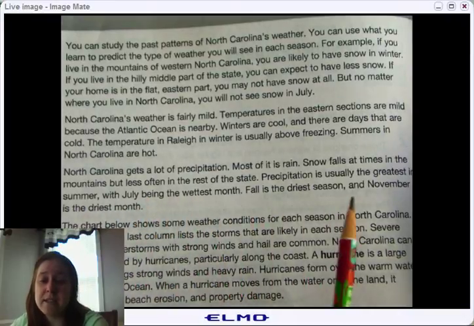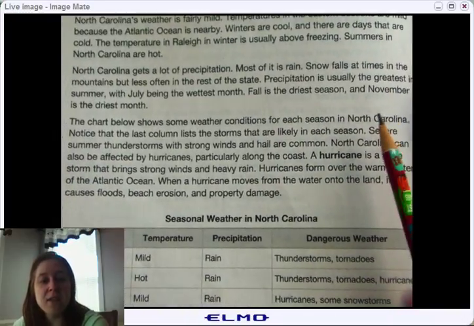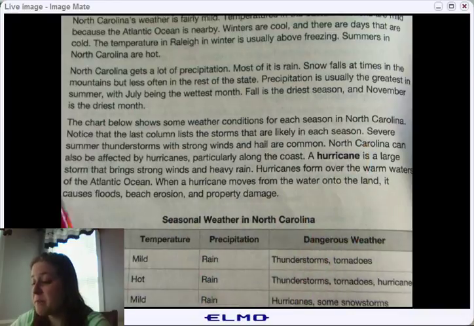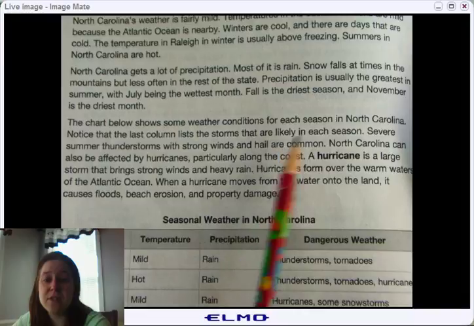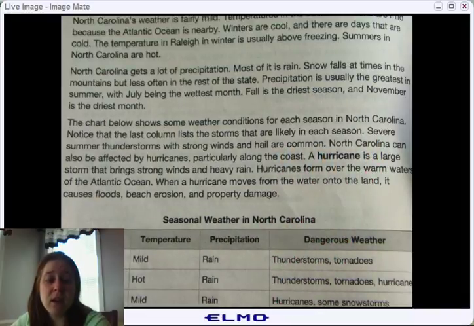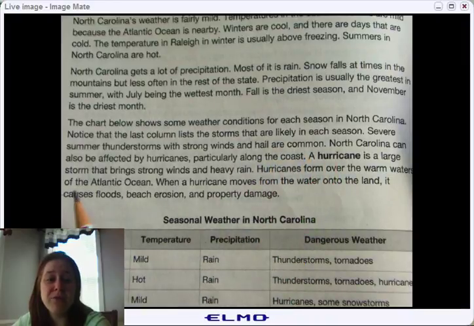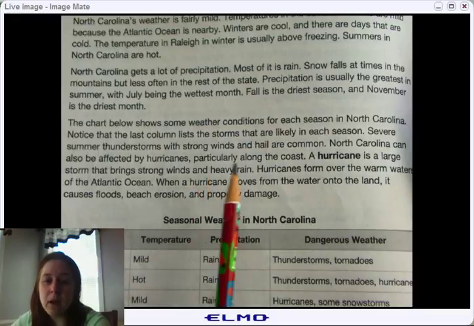Fall is the driest season, and November is the driest month. The chart below shows some weather conditions for each season in North Carolina. Notice that the last column lists the storms that are likely in each season. Severe summer thunderstorms with strong winds and hail are common. North Carolina can also be affected by hurricanes, as we've learned with Hurricane Matthew, particularly along the coast.